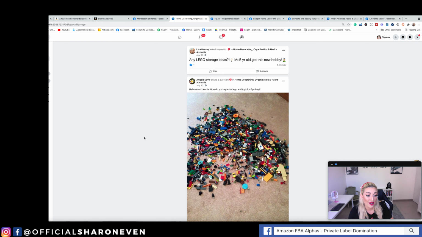I could go here and I could have asked this question: Hello, smart people, how do you organize your Lego? In order for people to actually give me ideas, people that actually buy these types of products. The next thing I could do, if I've already got some prototypes or ideas in my head, is go to a group like this and say, hey, I'm thinking about buying a product similar to this. What do you guys think about this?